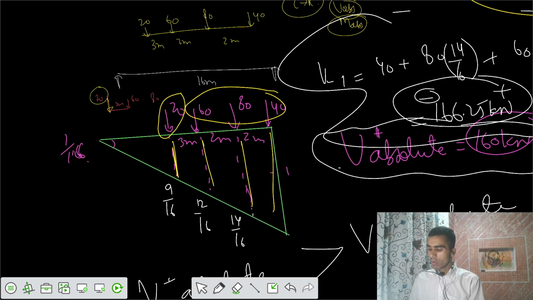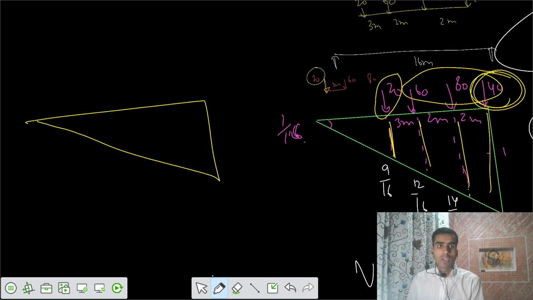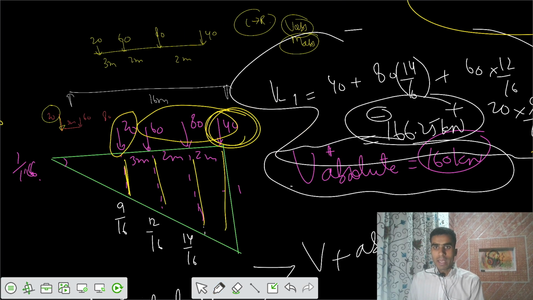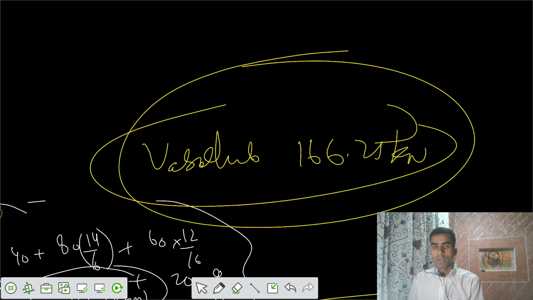You can do one more trial. If I place not 40 kilonewton here, but 80 kilonewton on this point, and 40 kilonewton outside the frame, outside the structure, there we have 60 and 20, and you would get V equals to minus 146.25. But I would say you take that absolute value as 166.25 kilonewton.